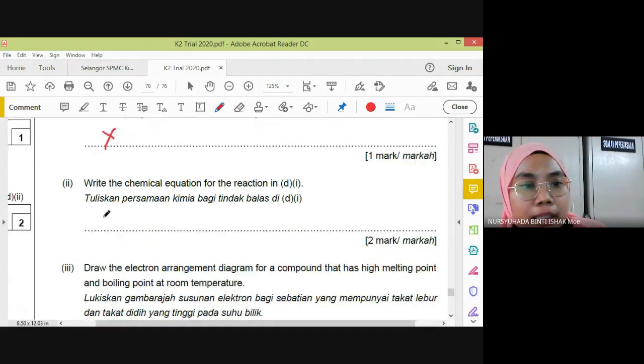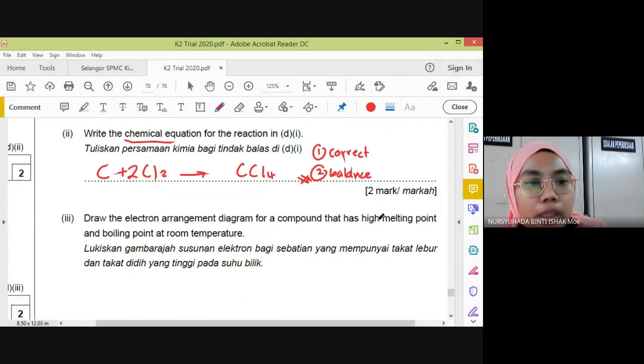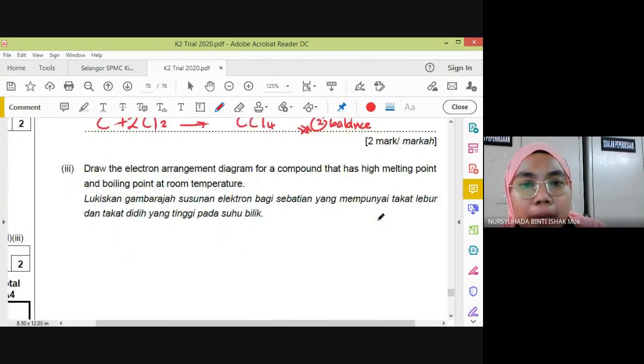Write the chemical equation untuk jadi Y. Write the chemical equation carbon plus chlorine gas. So, dia akan dapat CCl4, put 2 here. Okay, complete. 2 markah. 1 markah untuk correct chemical equation, number 2 mesti balance. Okay, 3. Draw the electron arrangement diagram for a compound that has high melting point and boiling point at room temperature.